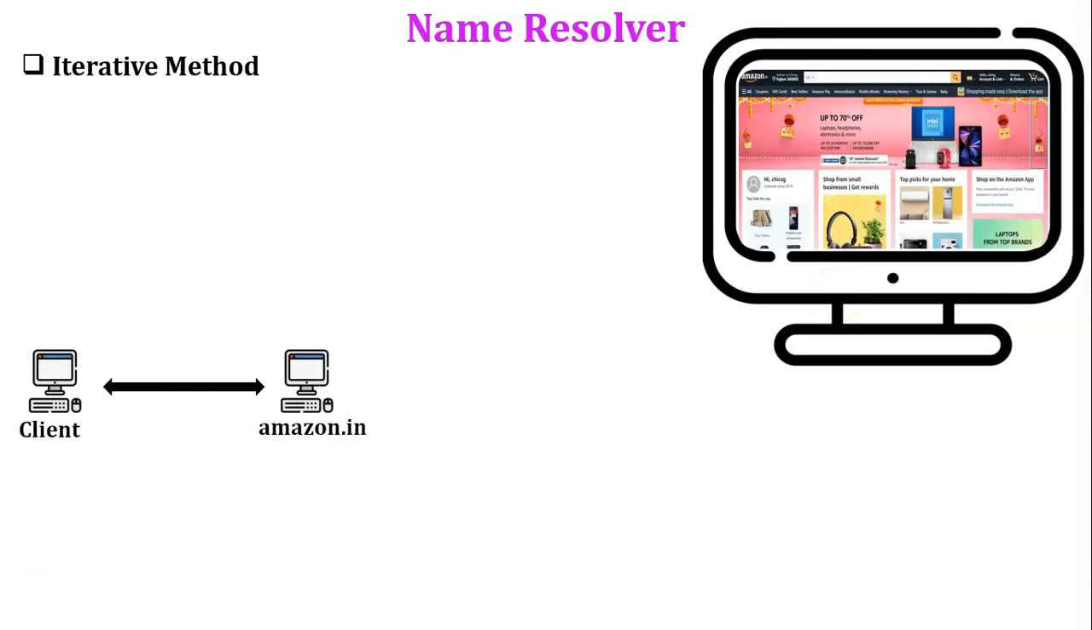There is one user who is currently accessing the website amazon.in. It means the user is connected with the web server amazon.in. After some time, the user wants to access another website, eduresources1.com, but the user cannot access that website directly. If the client does not ask for a recursive answer, the mapping can be done iteratively.